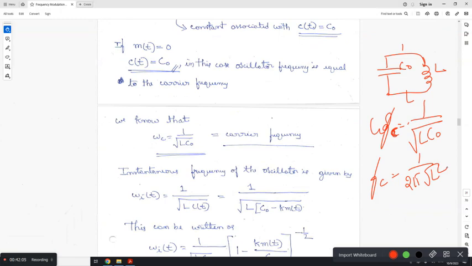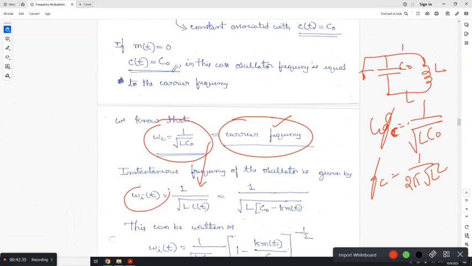This is the frequency at which it resonates, that means oscillates. So that's why the formula omega c is equal to 1 by root LC naught. This is actually the formula for generating a carrier frequency when there is only L and C naught. Now, what happens if I connect a varactor diode? What will happen to your C naught? C naught will become C naught minus K into M of t. The same formula will change, and instead of generating a carrier frequency, it will generate an instantaneous frequency.